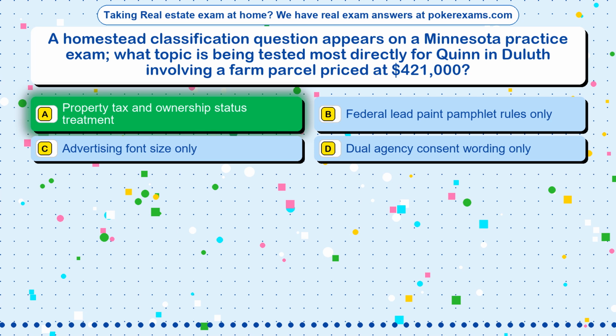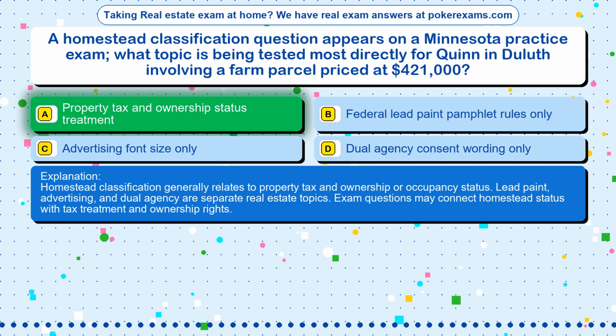The correct answer is option A. Property tax and ownership status treatment. Homestead classification generally relates to property tax and ownership or occupancy status. Lead paint, advertising, and dual agency are separate real estate topics. Exam questions may connect homestead status with tax treatment and ownership rights.